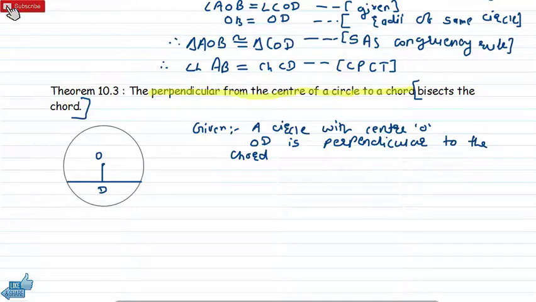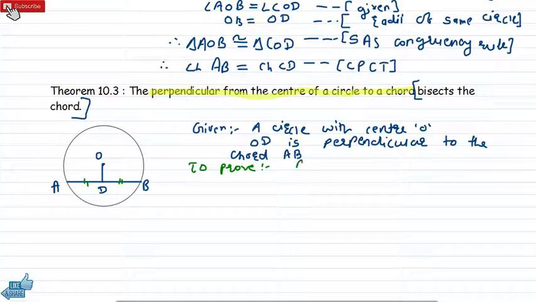What we have to prove? We have to prove that it bisects the chord. Bisect means what? Two equal parts. It means it divides the chord into two equal parts. But what is the name of the chord? So I just write here chord AB again. So we just use OD is perpendicular to the chord AB. So now bisect the chord means what? It divides AB into two equal parts, means AD is equals to DB. So I just write directly here.